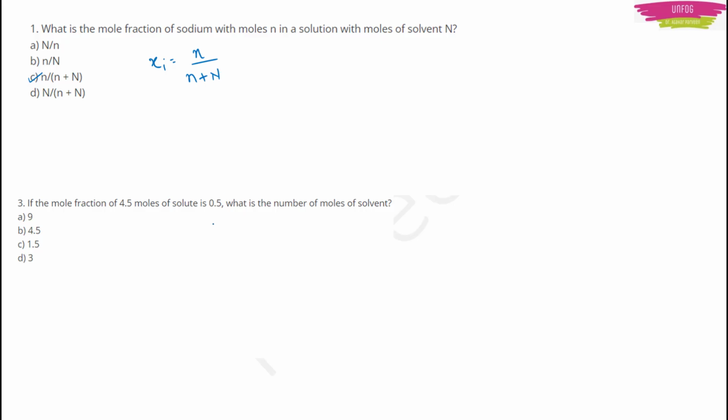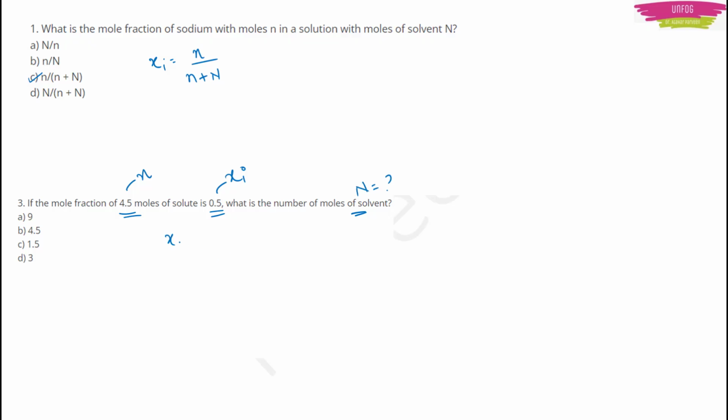Now next question. This is a similar question to the above one. But here they have given you numbers and they want you to find the capital N. See, the question is: if the mole fraction of 4.5 moles of solute is 0.5, what is the number of moles of solvent? Here 0.5 is the mole fraction given, so this is Xi. And then 4.5 moles is given. This will be your small n. Here you have to find capital N.